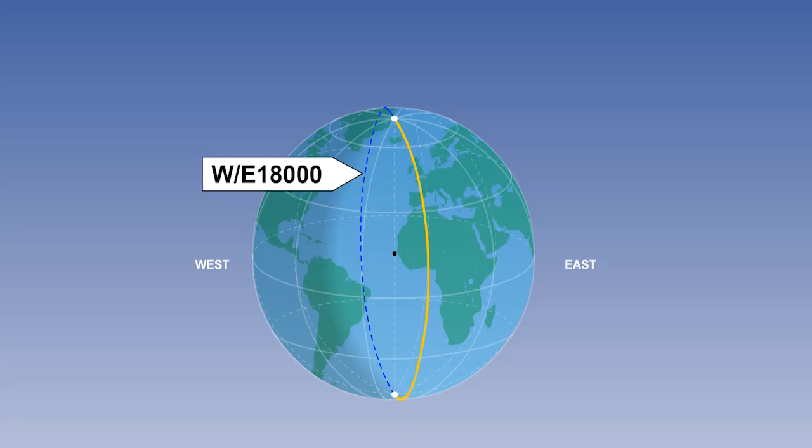This meridian is on the opposite side of the Earth to the Prime Meridian. A meridian that is 180 degrees from another meridian is called an antimeridian. In the case of the Greenwich Meridian, the east or west 18000 meridian is the antimeridian of the Greenwich Meridian.